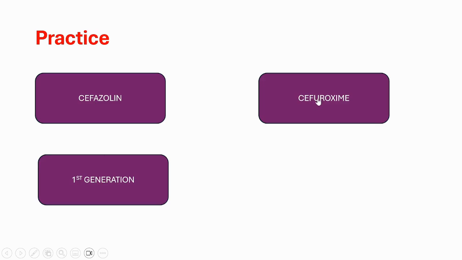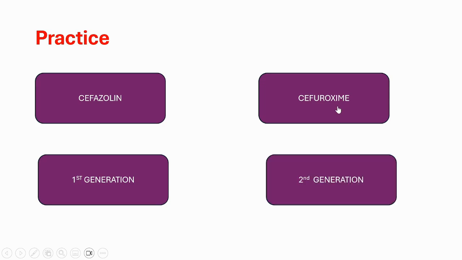Okay, now cefuroxime. Again I told you this can be very confusing because it ends with the suffix IME, so you might think, okay, this is third generation cephalosporin. But remember the bold letter C, it stands for cefaclor and cefuroxime, which are second generation. So this falls in the exception, so it has to be second generation.